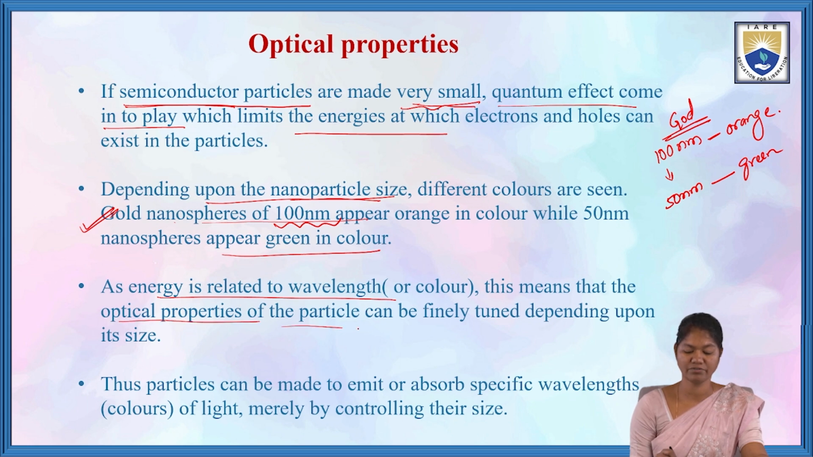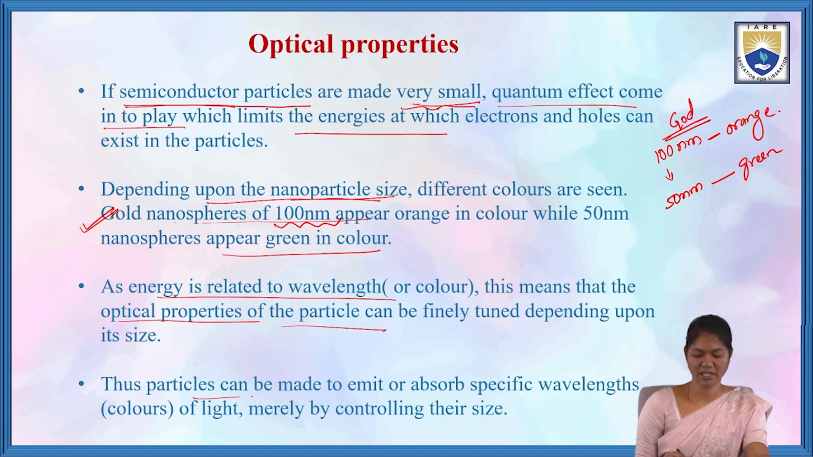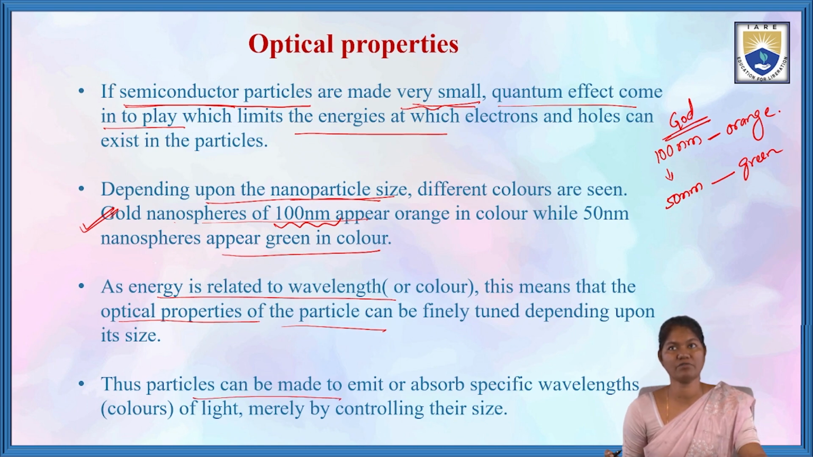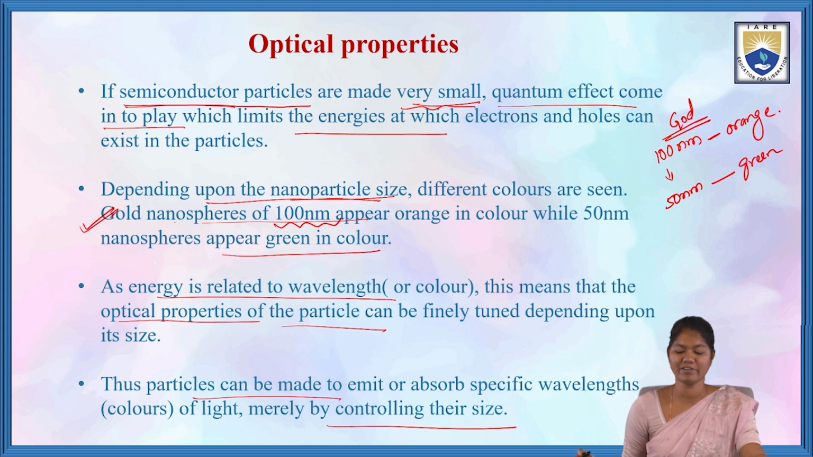the optical properties of the particle can be finely tuned depending upon its size. Whichever color we want, we can reduce the particle size accordingly. Thus, particles can be made to emit or absorb specific wavelengths of light, in the sense of colors, merely by controlling their size.